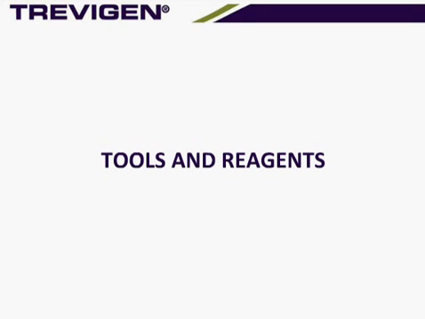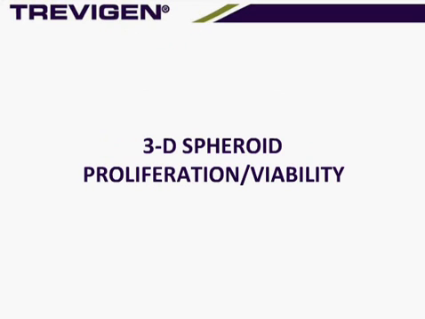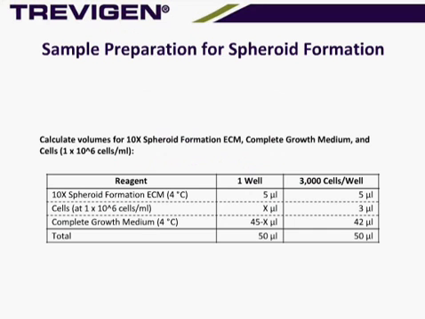So for our tools and reagents, first look at our 3D spheroid proliferation and viability. I wanted to start out by looking at sample preparation, specifically looking at how we set this assay up. It's something that we've had some questions about in the past couple of weeks, and I think it's worth spending some time on, so that if you do set this up in your lab, it will make the transition much easier.